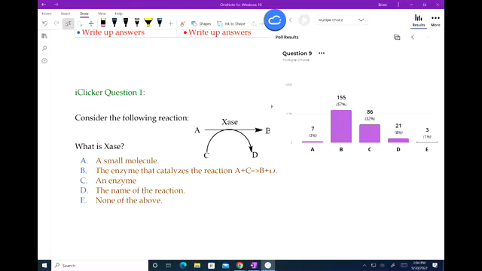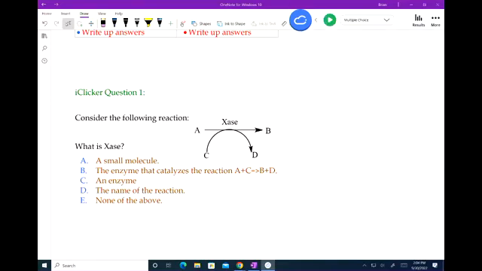All right. So, a BC split. It is, yes, an enzyme, but there's actually a better answer, which is the enzyme that catalyzes that particular reaction. So yeah, C is technically correct, but this is the enzyme that speeds this reaction.